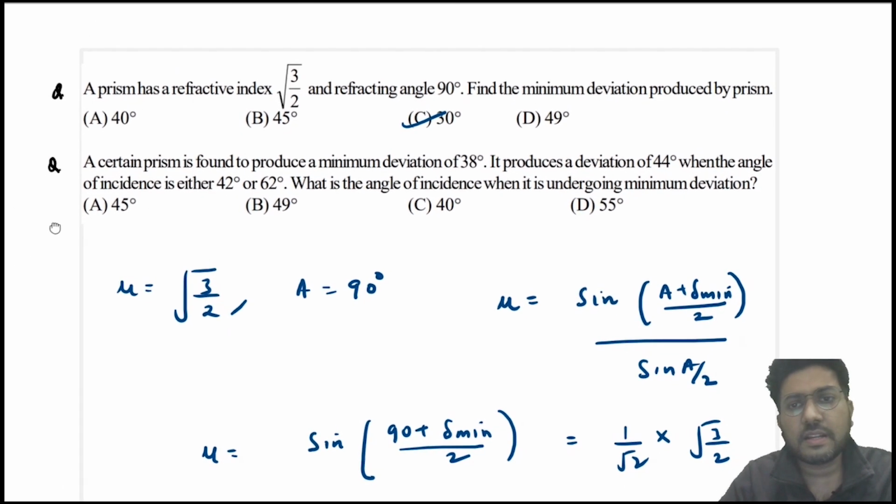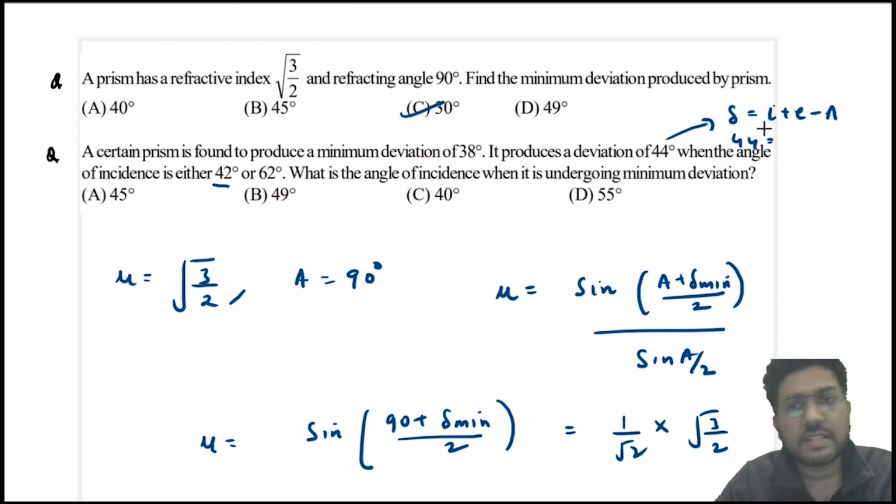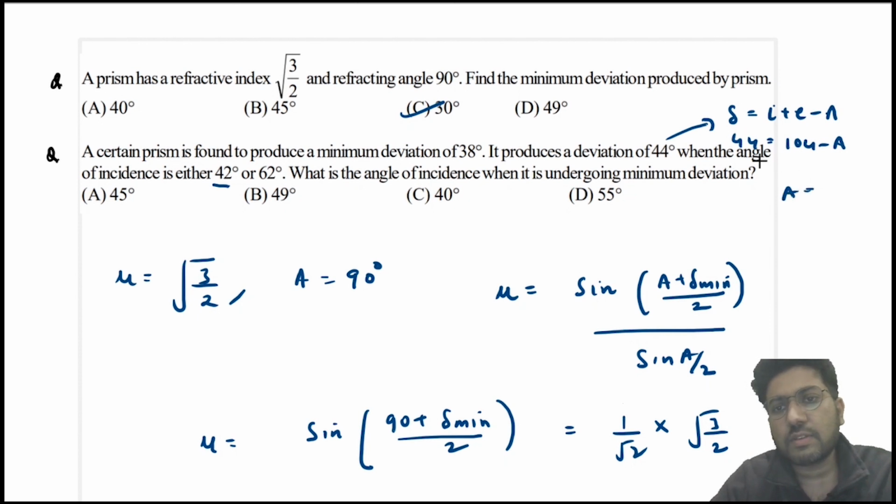So from here it is given to you that the angle of deviation is 44 degree when either i is 42 or 62. That means when i is 42, e is 62. So you will get delta is equal to i plus e minus A, that is 44 is equal to 62 plus 42, that is 104 minus A. From this you will get A is equal to 104 minus 44, that is 60 degree.